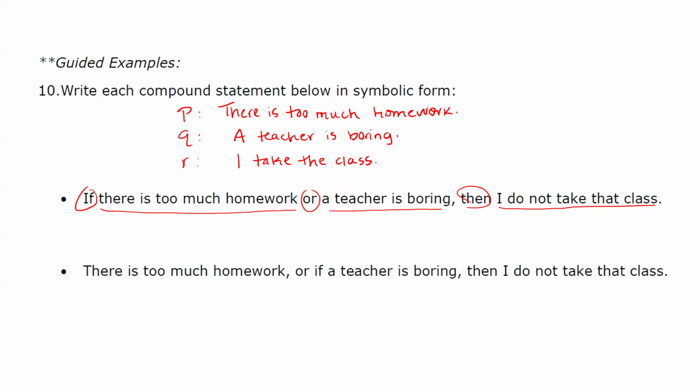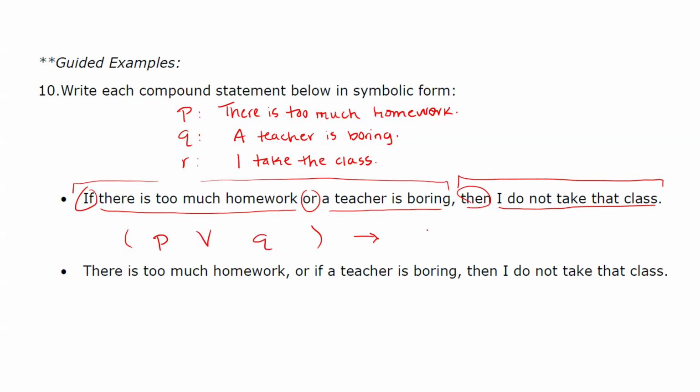So we know we're dealing with an if-then, so we are going to have a conditional. So we have our first clause, the if, and then the second clause, the then. Okay, so the if clause is going to be a grouping. So there is too much homework, that's P, or a teacher is boring, that's Q. Then I do not take that class. So not take that class, which is R.